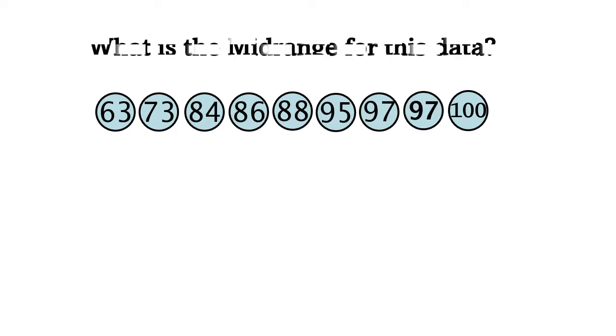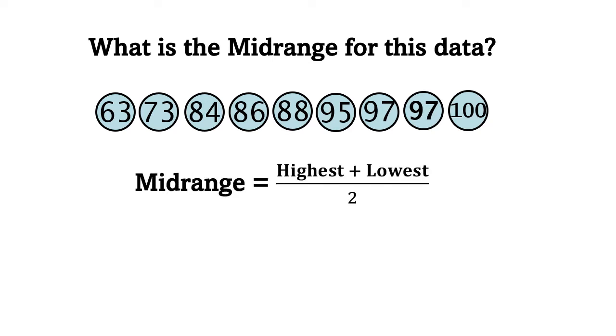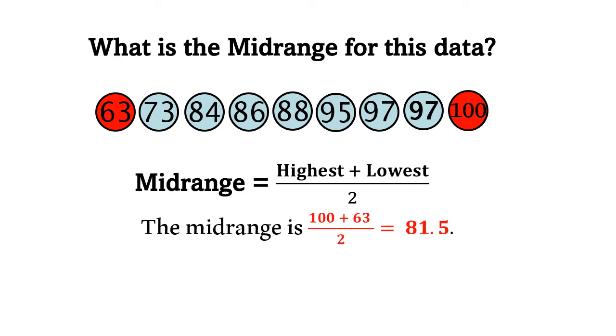Now for the mid-range, we need the highest value and the lowest value, and we're going to take the average of these two. The lowest value in our case here is 63, and the highest value is 100. Therefore, the mid-range is 100 plus 63 divided by 2, that's 81.5.